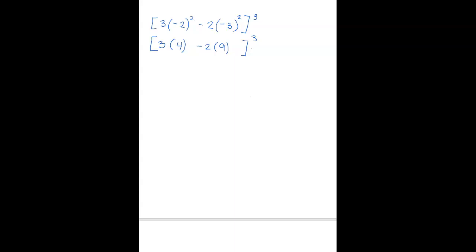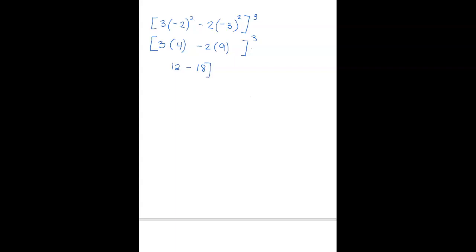All right, so now I've got my exponents taken care of. I'm going to do my multiplication and division. And remember, I'm doing those at the same time. I'm going from left to right at the same time. Whichever would show up first, that's what I deal with. So in this case, I'm going to have a 12 minus 18.